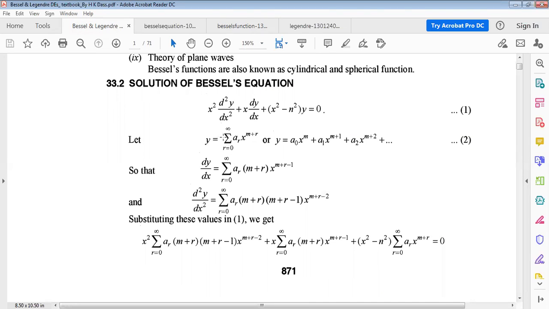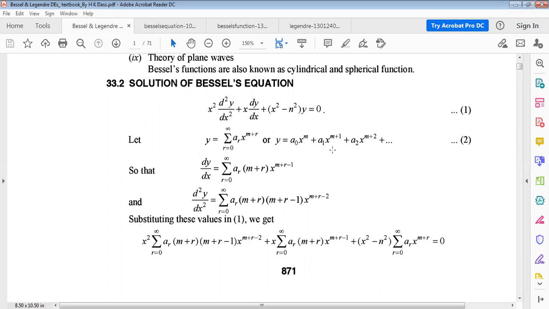Here we consider y as the dependent variable. This is the solution of this differential equation. So y equals what? Actually we can represent it as a series, the summation over r equals 0 to infinity of a0 x^m, a1 x^(m+1), a2, and so on. This is the series.